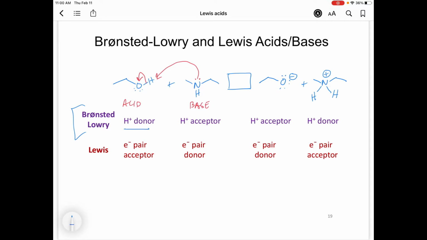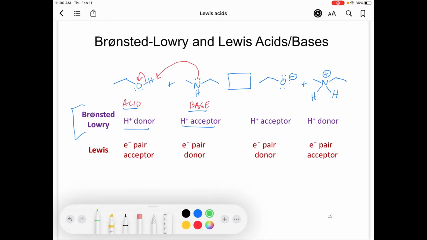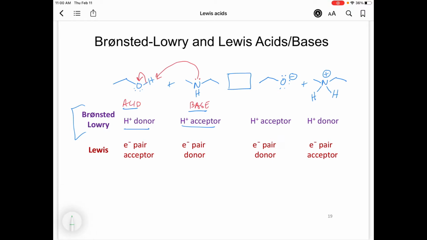Now, this is our Bronsted-Lowry acid base definition of this proton donor. The acid is a proton donor. The base is a proton acceptor. Now, when we decide which side of this reaction is favored, this is where we use our pKa's. pKa's are really only talking about how good something is at giving up a proton.